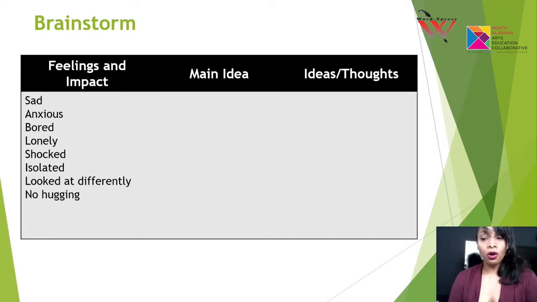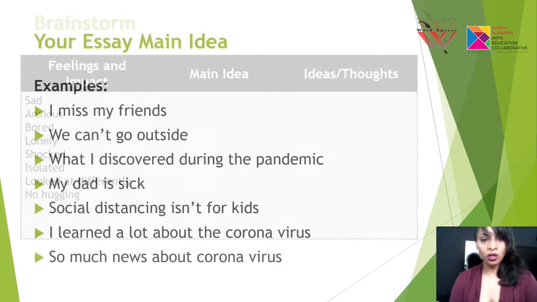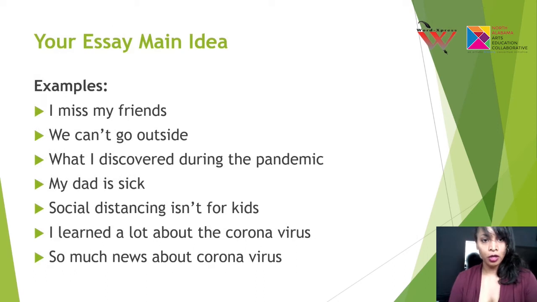Okay, so your brainstorming sheet should look something like this. The first column should have whatever your feelings are and some of the impacts. Okay? Go to our second column, your essay's main idea. You want your essay to have a focus topic, and this is what we call the main idea. The idea that you're going to consistently talk about throughout the essay, all 3 or 5 paragraphs.